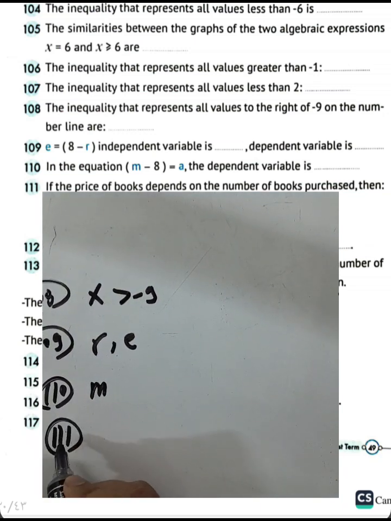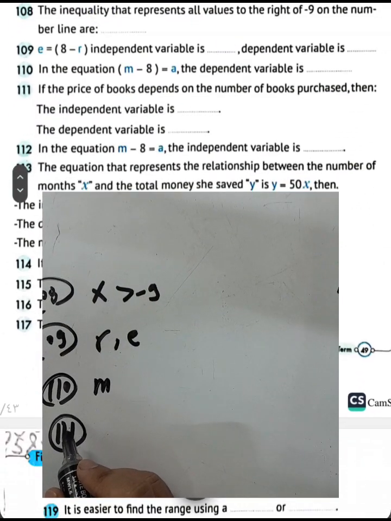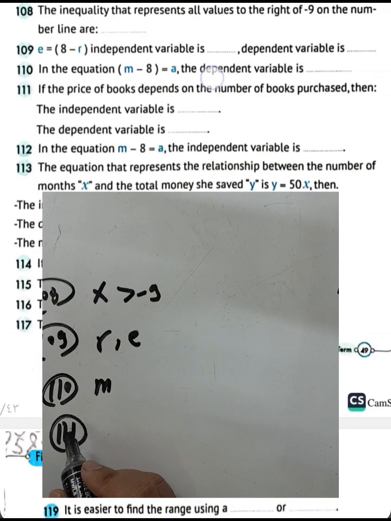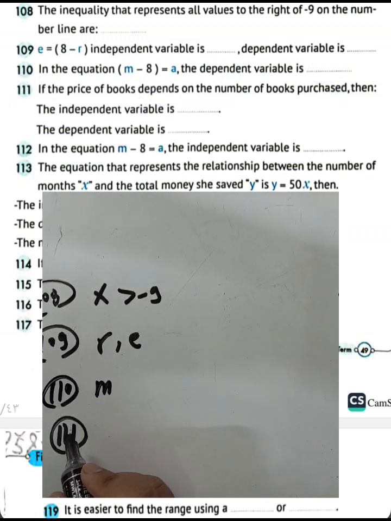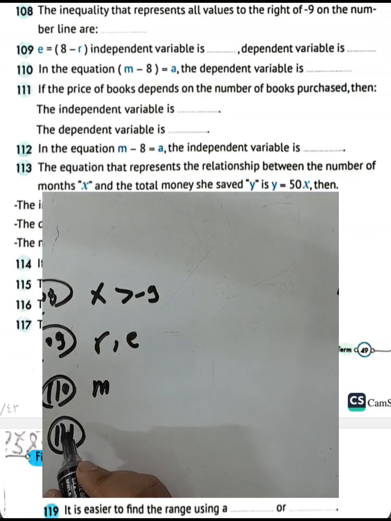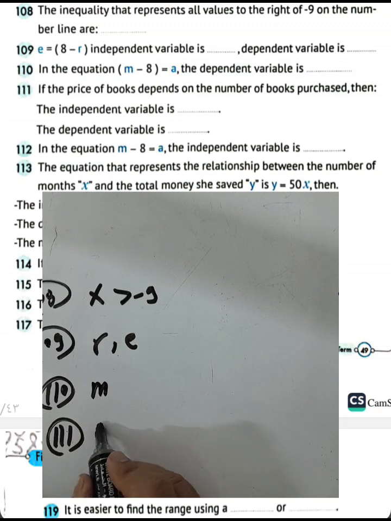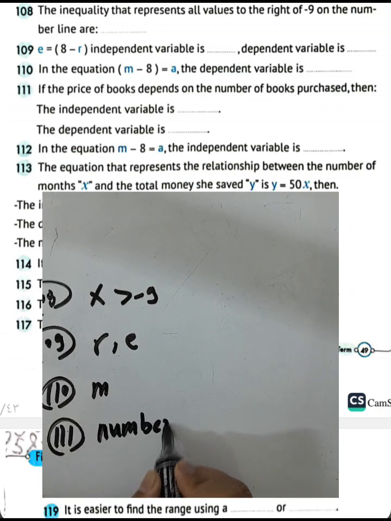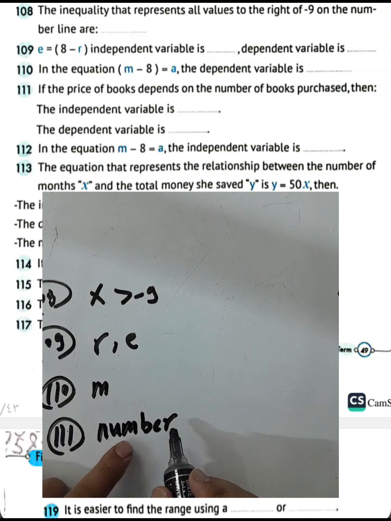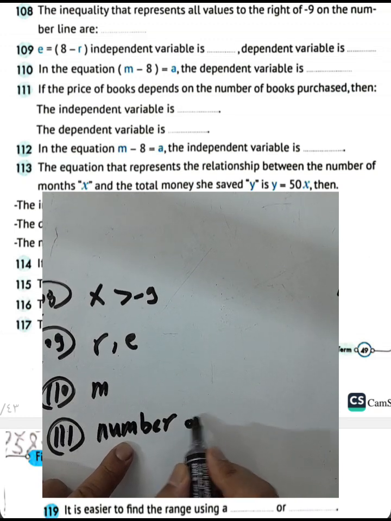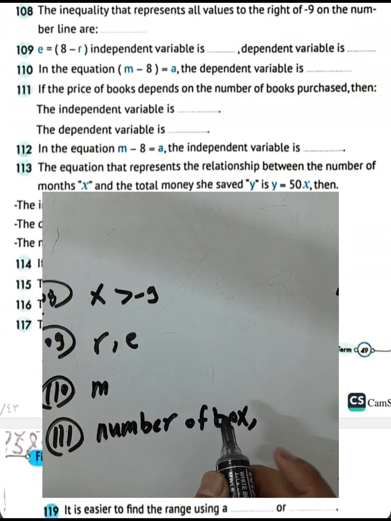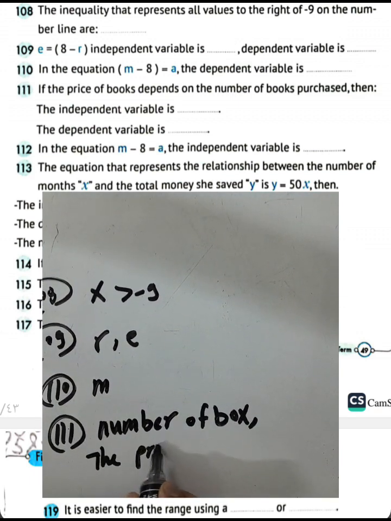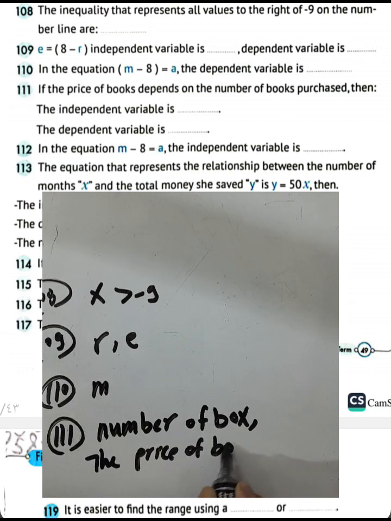Question 111, the price of boxes depends on the number of boxes, then the dependent variable is what? Here in this example we have the number of boxes and the price of boxes. Then the independent variable will be the number of boxes, but the dependent is the total or the cost, the price of boxes.